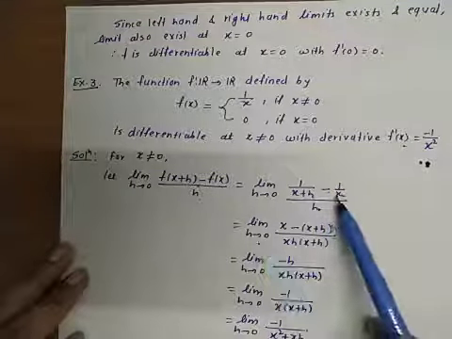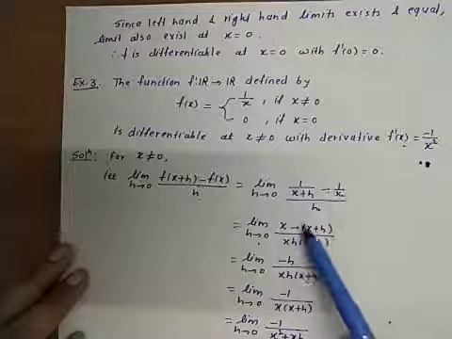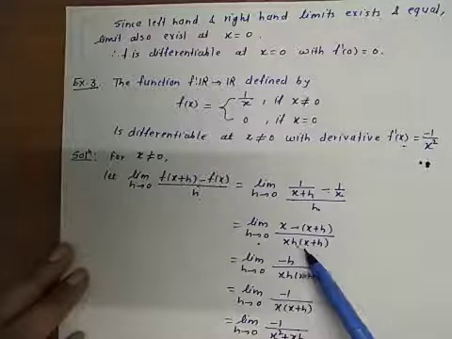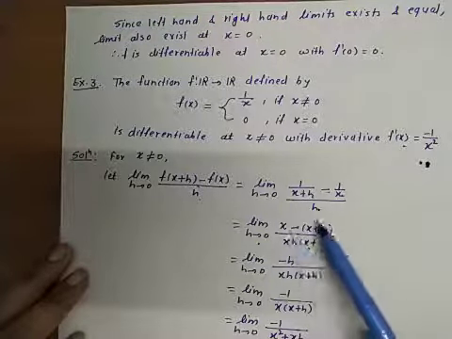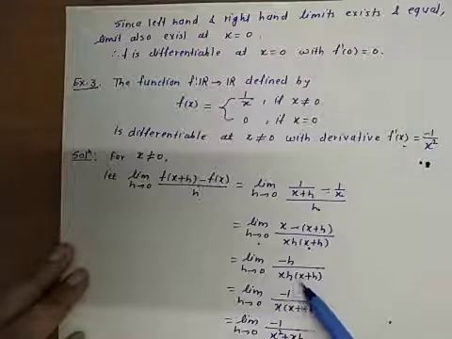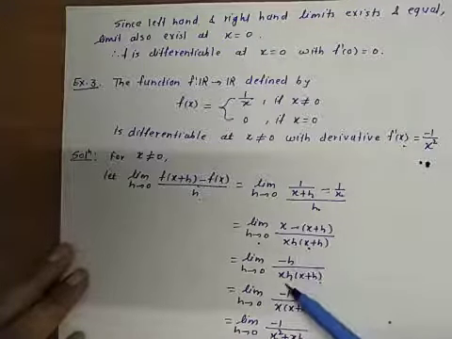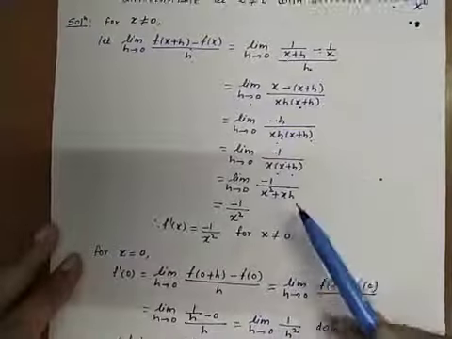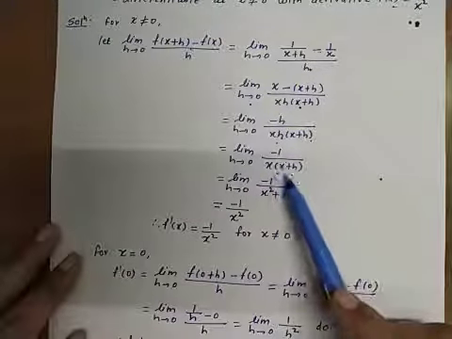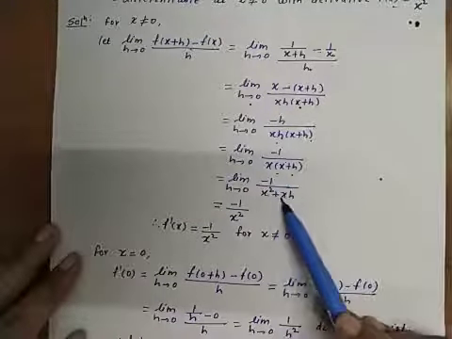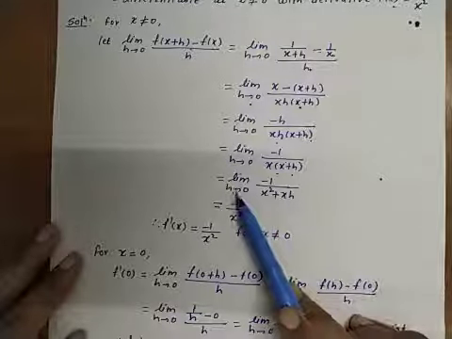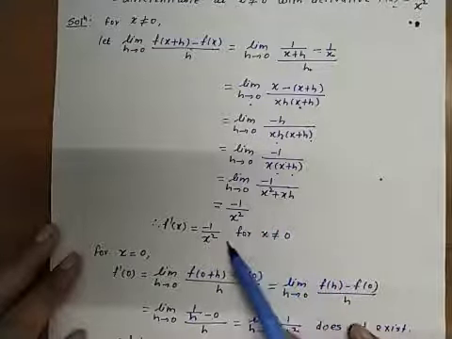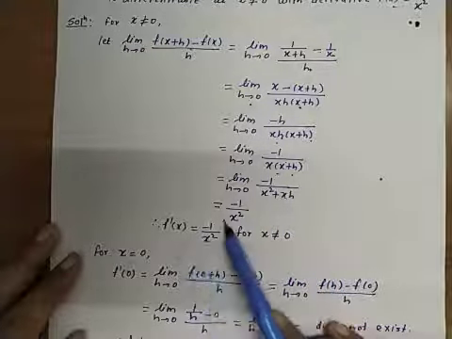Limit h tends to 0, here cross multiplication: x minus x plus h upon x into x plus h, into h, so x h into x plus h. Here x minus x will get cancelled, minus h upon x h into x plus h. This h will get cancelled, what we get? Minus 1 upon x into x plus h. Then we can write minus 1 upon x square plus x h. After applying the limit as h tends to 0, here h will be 0 and our answer will be minus 1 upon x square. Means f dash of x is minus 1 upon x square.